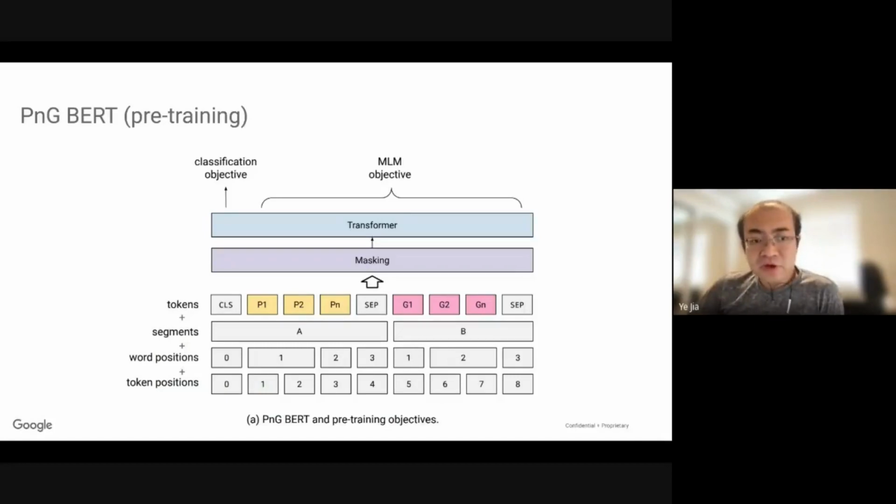The primary pre-training objective is a masked language model. One trick here is that the masking is done at the word level and consistently between phoneme and grapheme segments. There is a secondary pre-training objective, which is language classification, and this objective is only used for pre-training a multilingual PnG BERT.